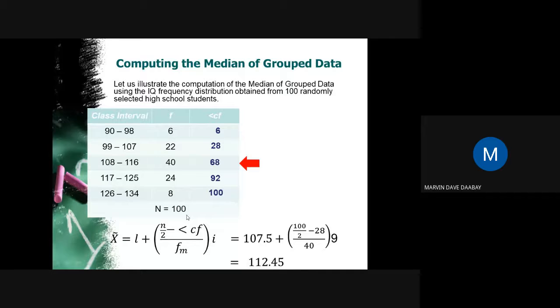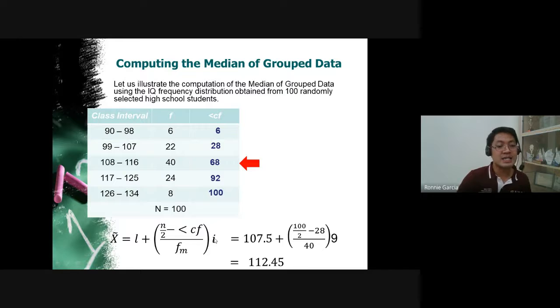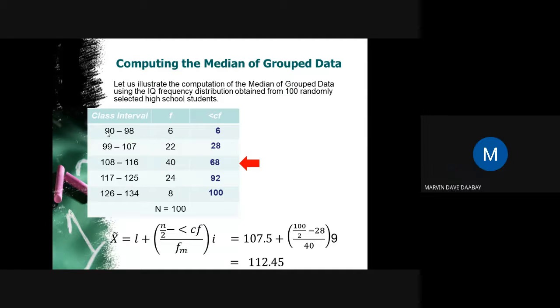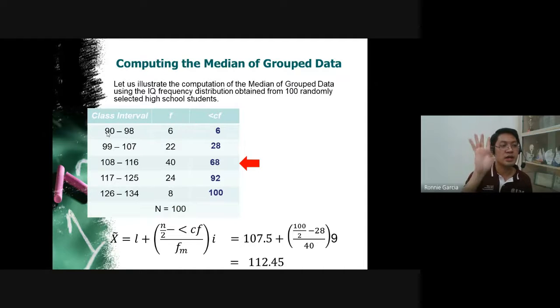Again, the 9 is the class interval size. This is what we counted earlier. I don't know if you caught it; I counted using my finger. 90, 91, 92, 93, 94, 95, 96, 97, 98. So in one interval there are 9 scores. So the class size is 9. 99 to 107 has 9 values, and 108 to 116 has 9 values.